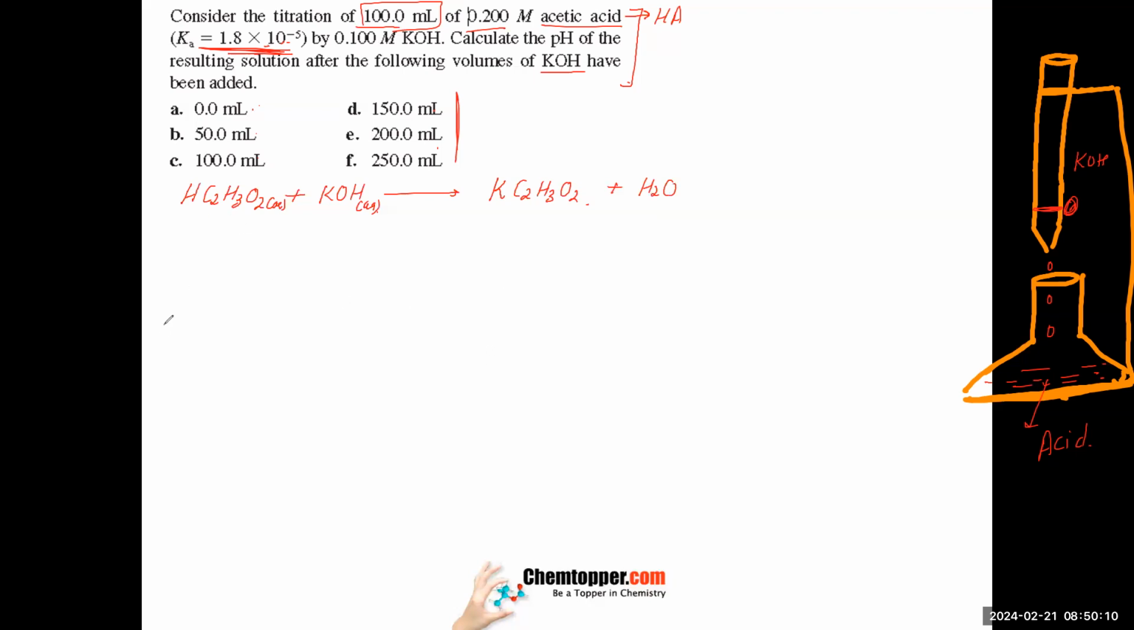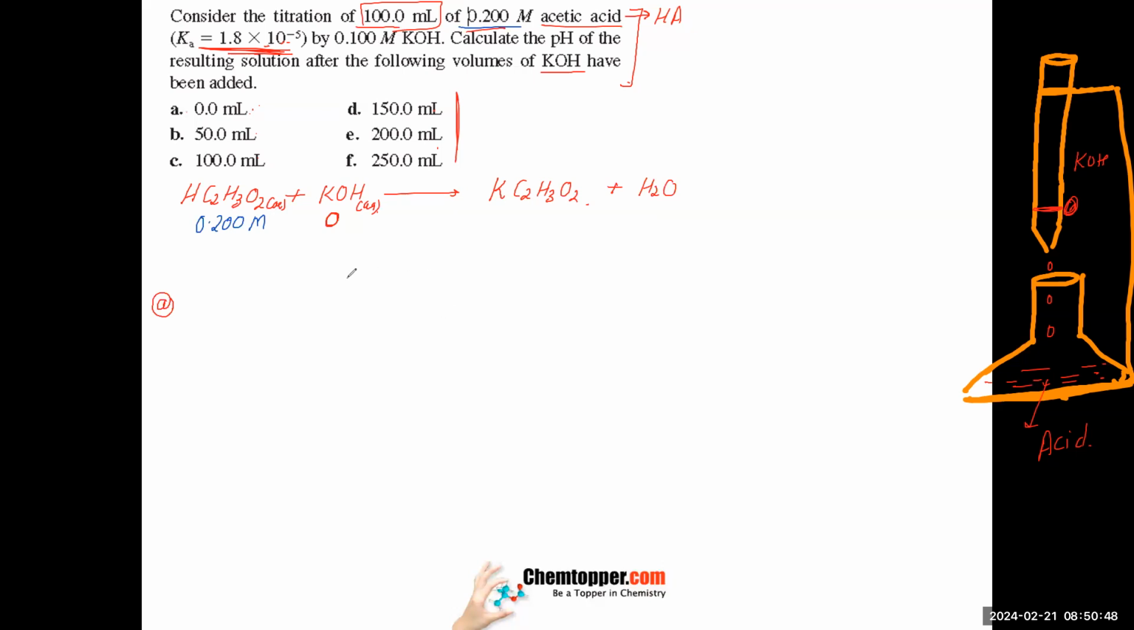Okay. First, the A part. In the A part, KOH added is 0. If the volume of KOH added is 0, there is no change in the concentration of the acetic acid. So I can work with this concentration, 0.200 molar. I'm not working with millimoles. Why am I not working with millimoles? Because the concentration of the acid is the same. Volumes are not added, nothing added. So there's no change in concentration.